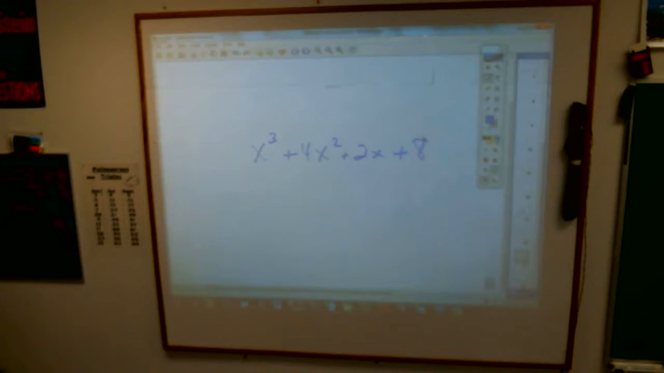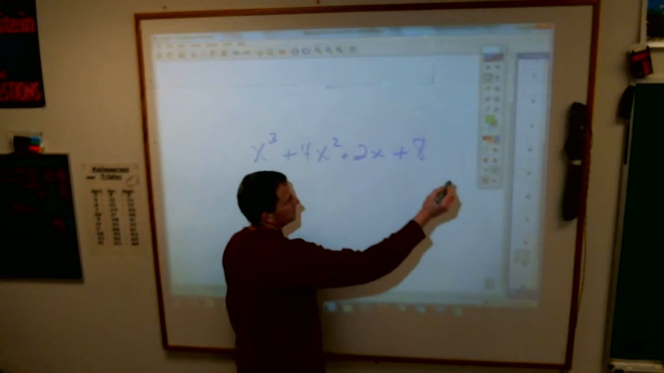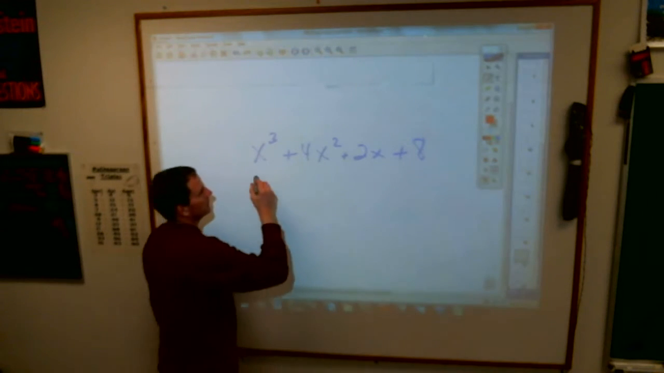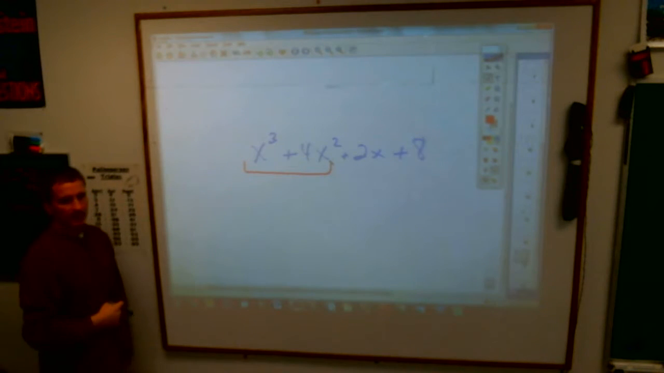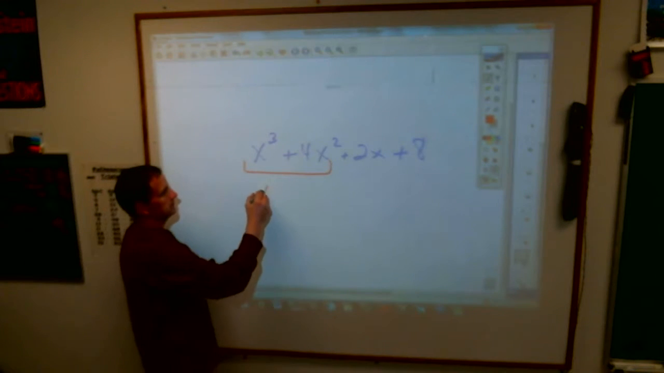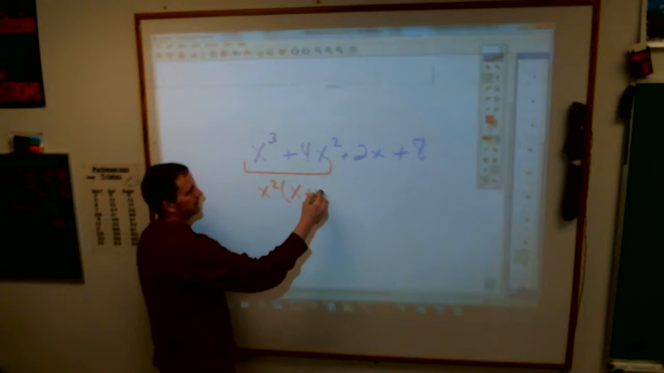Again, the first thing you do is look: can I factor the same thing out of all 4? I can't. Okay. Can I group them and factor something out of each group? Sure, let's try. If I put these two together, what can I take out of those? An x squared. And if I take an x squared out, it's x plus 4, right?